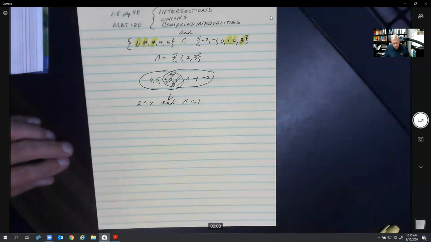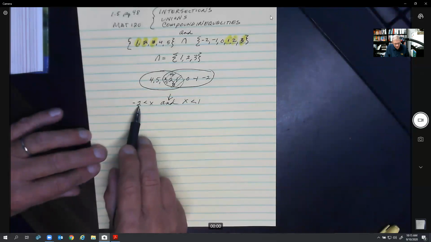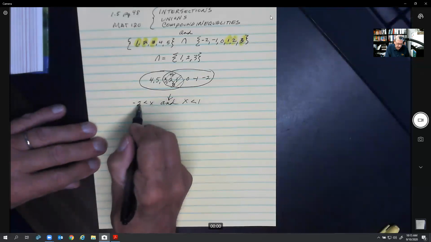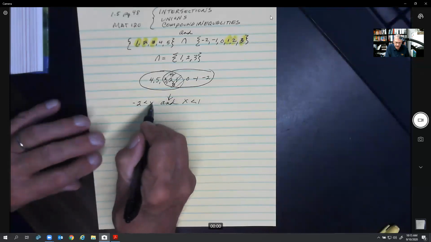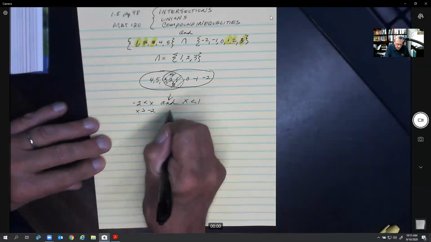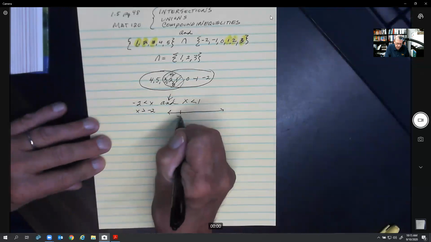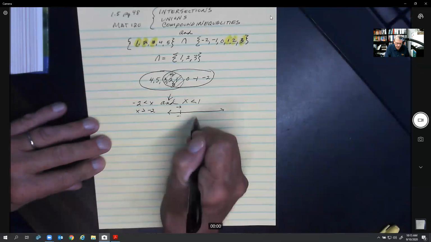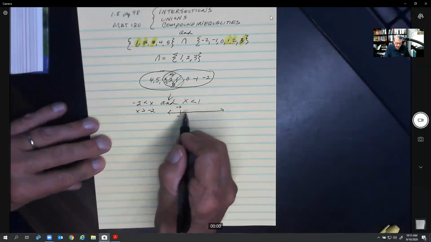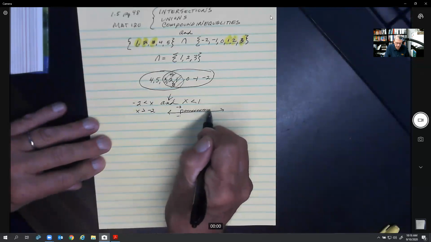So let's graph this first one. Before I graph it, I want to rearrange it because I like my variable to come first. So I'm going to switch this. If negative 2 is smaller than x, then x must be bigger than negative 2. So on a number line, I'm going to graph that. Here's negative 2. It's an open circle, and it's numbers that are greater than negative 2.